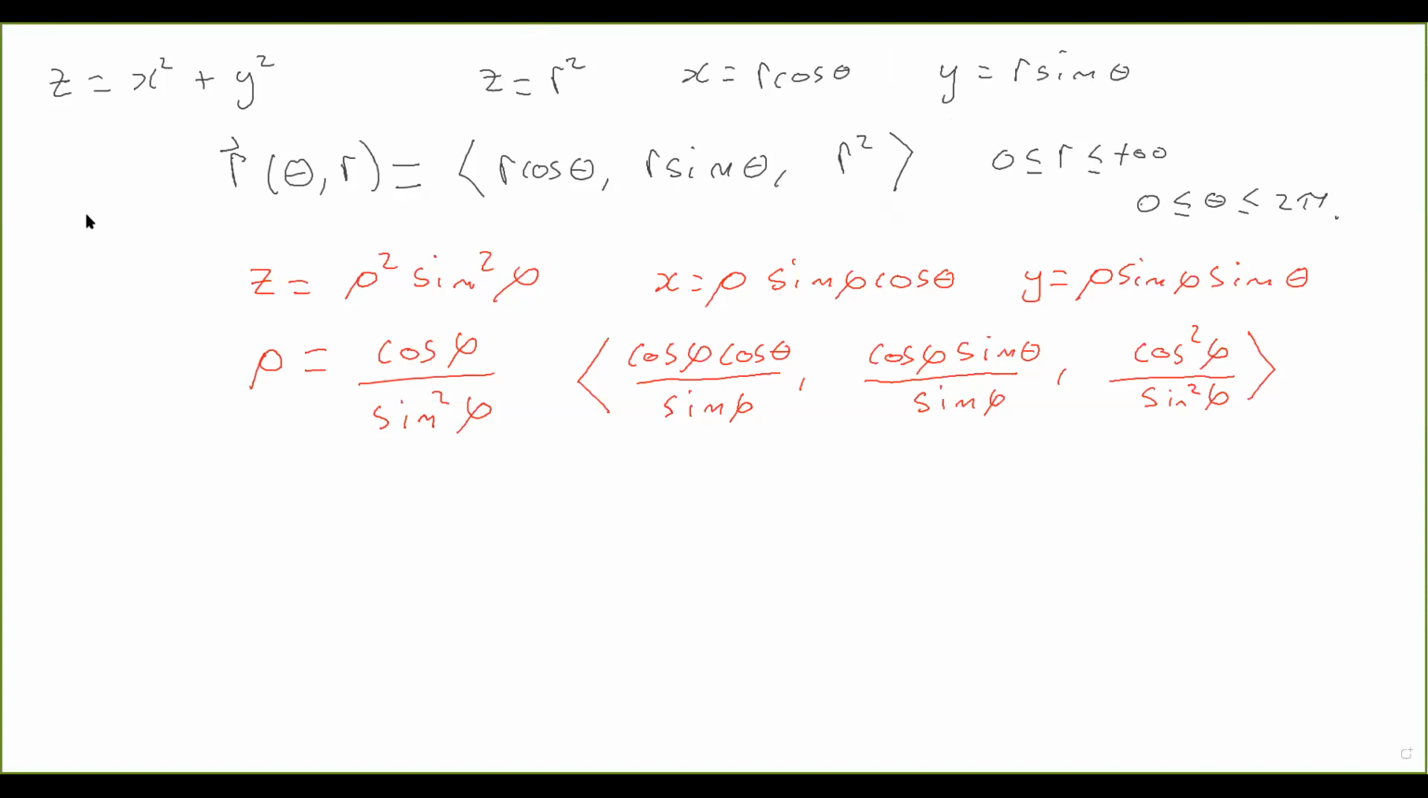Okay, but another way to do this is the following. Let's just observe the fact that we are given z as a function of x and y. So we can use x and y as parameters, and z is just equal to x squared plus y squared. We'll use green for this. So this would be r of x, y is equal to x, y, x squared plus y squared.